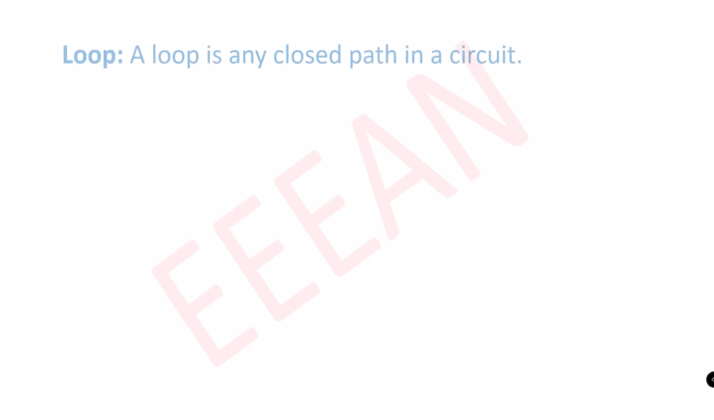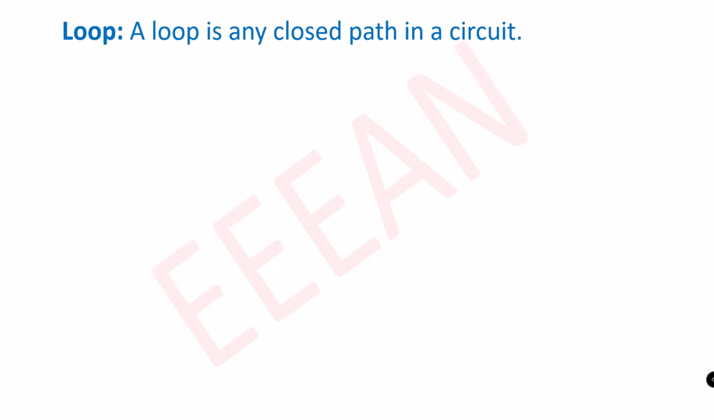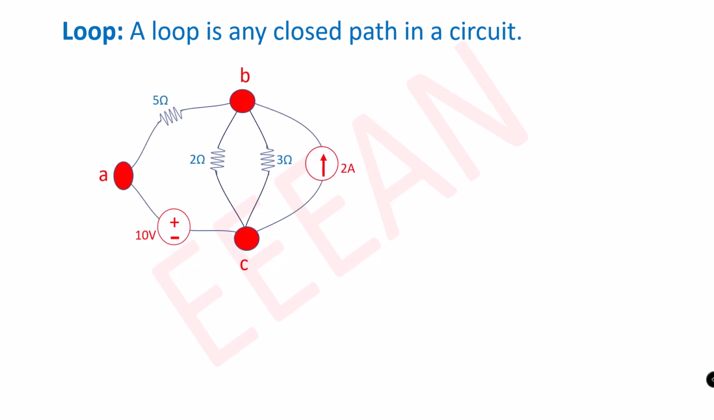What is a loop? A loop is any closed path in a circuit. Look at this circuit. There are 3 closed paths. That is, the number of loops in the circuit is 3. Consider these loops are L1, L2 and L3. In a loop, the current starts flowing from a node and after rotating it returns to the starting node.